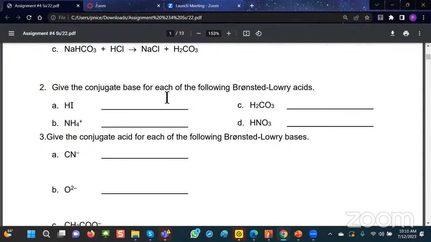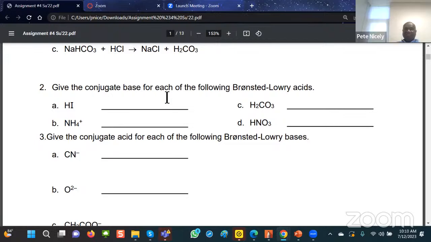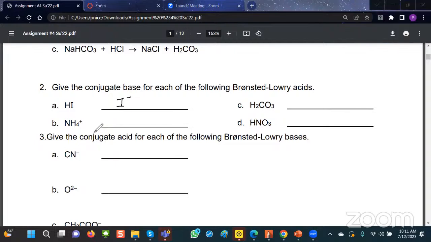The iodide ion, so I minus. I minus is indeed correct. Yes, so you are correct. I minus, very good. Okay, what about B, NH4 plus? What would be the formula of the substance formed when that loses a proton? NH3 is indeed correct.